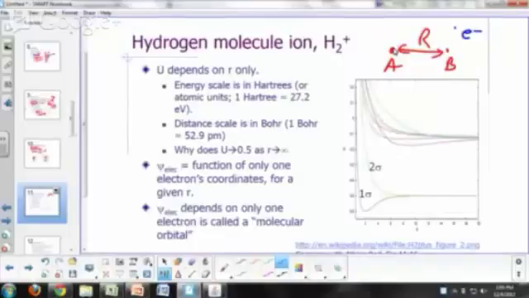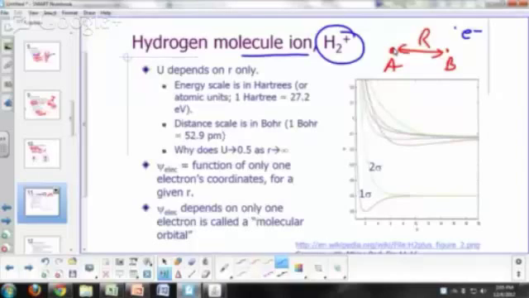So a molecule must have at least two nuclei, right? And the simplest molecule is one that has only one electron. So it's actually a molecule ion, H2+. And so this is a fairly simple problem where you can solve the electronic Schrodinger equation. If you solve it, these are the potential energy curves that you'll generate.